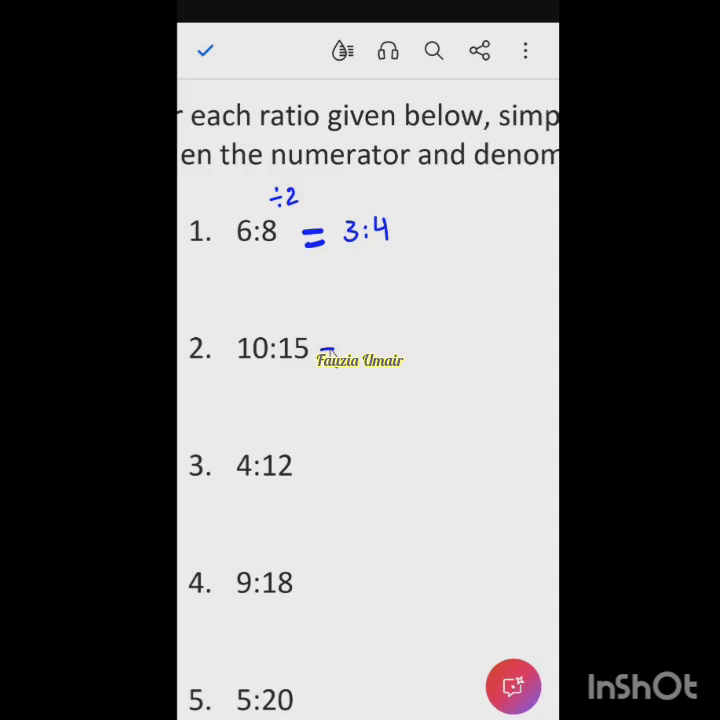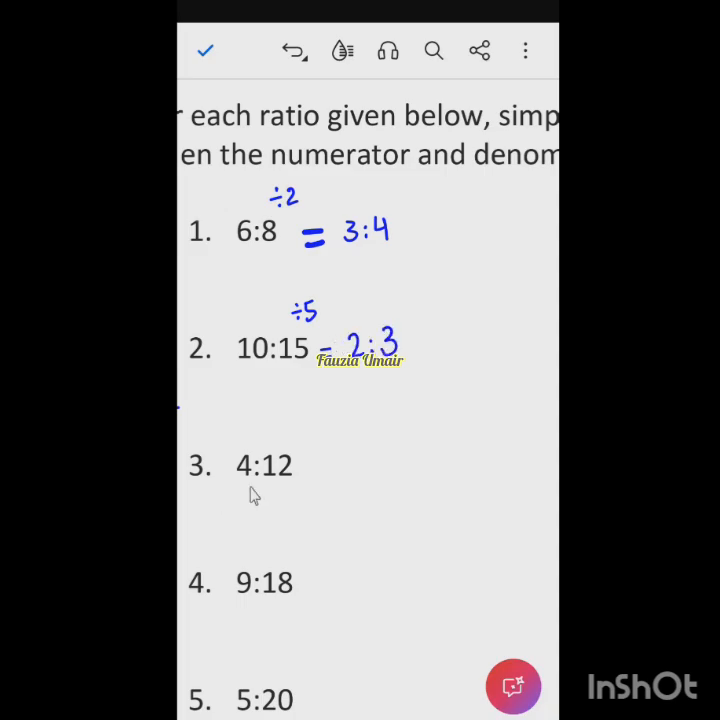With which number can I divide? We will divide it by 5 because 2 is not divisible. 10 is divisible, but 15 is not. Very good. In 3, 15 is divisible, but 10 is not. In 4, both are not divisible. But in 5, 10 is divisible and 15 is also divisible. That's right. So if you divide by 5, what will be the answer? 2:3. Very good. Excellent.